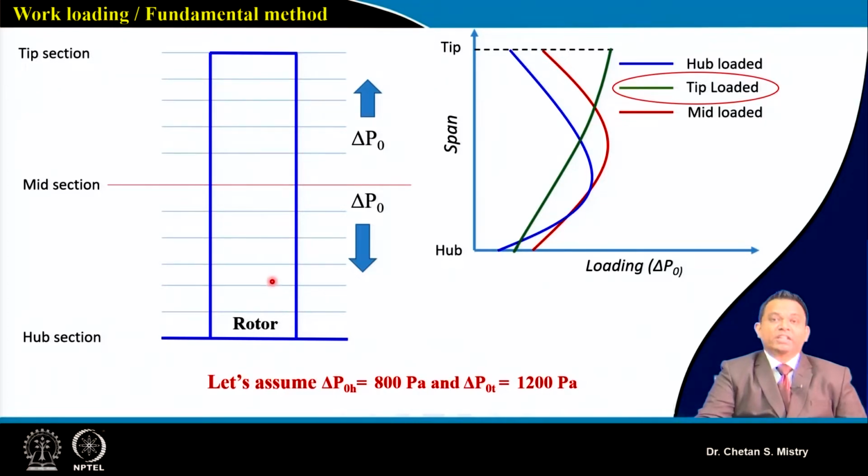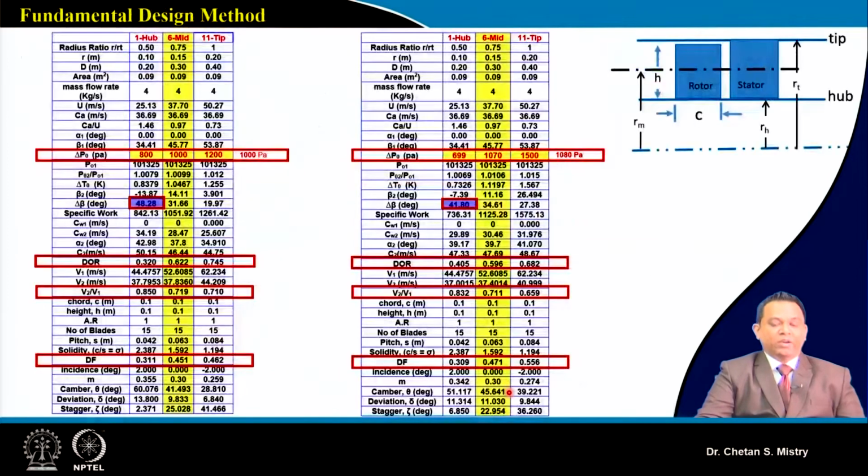Similarly, in this case at the hub, we will be taking our expected total pressure rise to be 800 Pascal and 1200 Pascal. For that we have discussed the approaches. So this is based on the assumptions we have made. At mid station we have a total pressure rise of 1000 Pascal. At the hub station we have assumed that to be 800 Pascal, and near the tip we have assumed that to be 1200 Pascal. Then, as we have discussed, we need to look at the parameters and their variation.